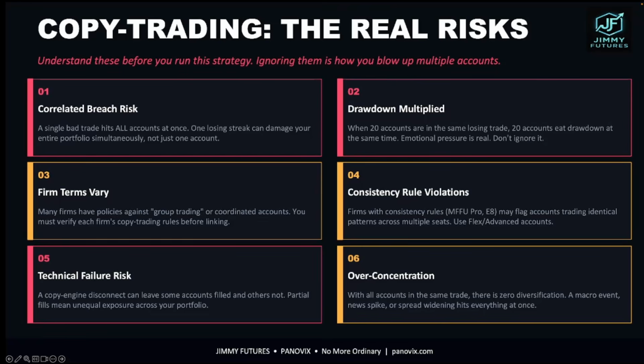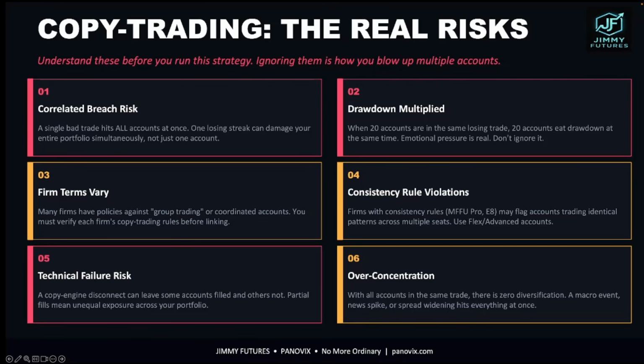Three, consistency rule violations. If you have an account with a consistency rule and some of your other accounts don't have consistency rules, the one with the consistency rule would be the lead account for me, especially if it has the least amount of drawdown, because if I'm managing that account, I'm managing all the rest of them.